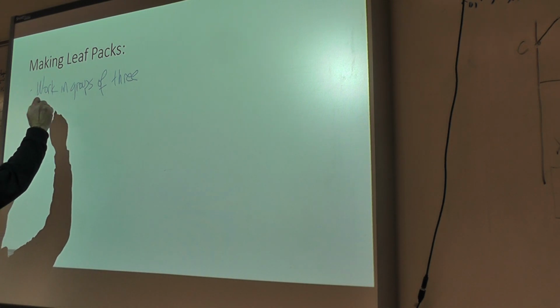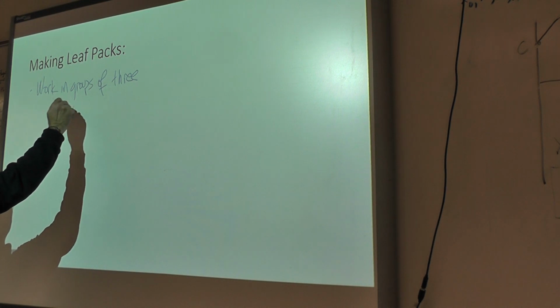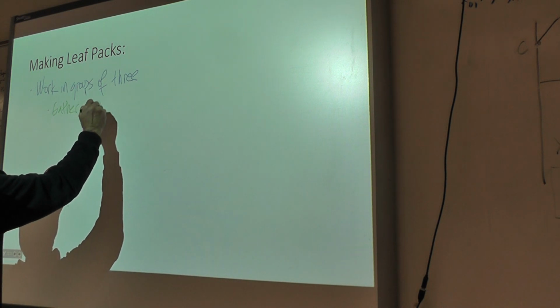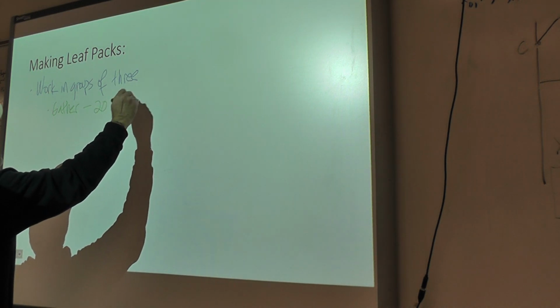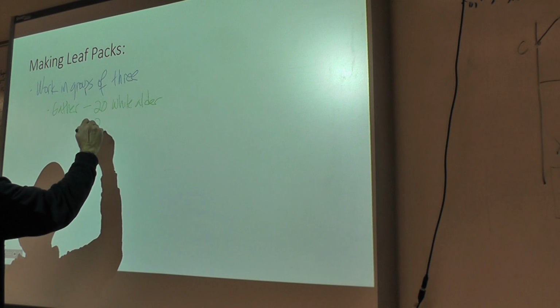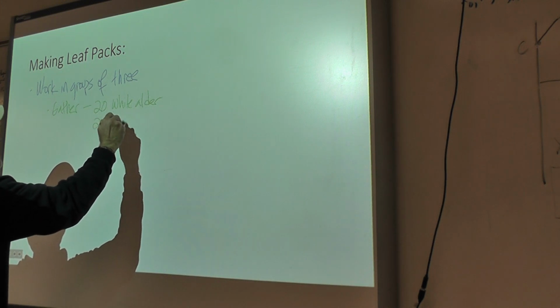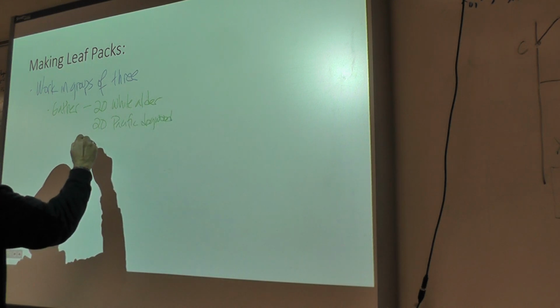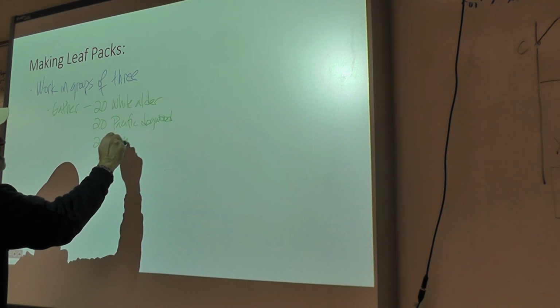And you're gonna gather leaves, and what we're gonna do is get 3 different kinds of leaves so that we have a variety. And then we'll get the same amount of each kind of leaf. So everybody's gonna come back with 20 white alder leaves, with 20 Pacific dogwood leaves, and with 20 Oregon ash.